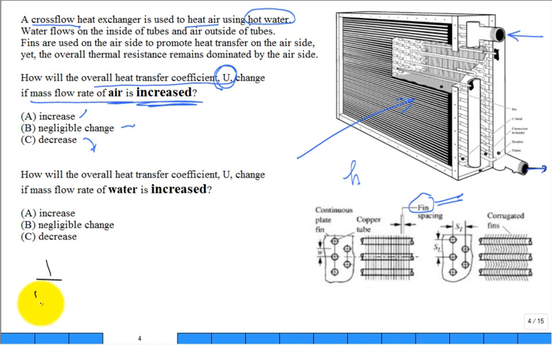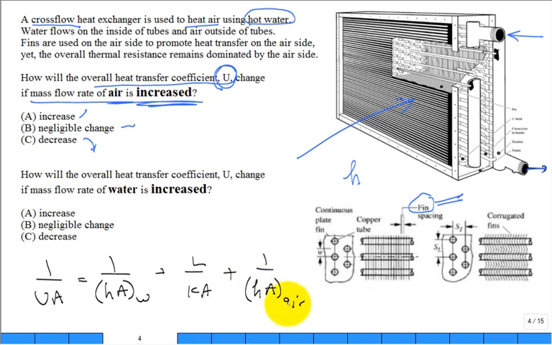Well, think about this. 1 over UA is equal to 1 over hA on the water side plus some L over kA conduction through the solid material that separates the air and the water. Okay. And then we have 1 over hA on the air side. And we just talked that maybe you have finning, and so you're really trying to boost up that area on the air side because this h on the air side is so low. So there's U, a little reminder. So how does that U change if the air mass flow rate is increased?